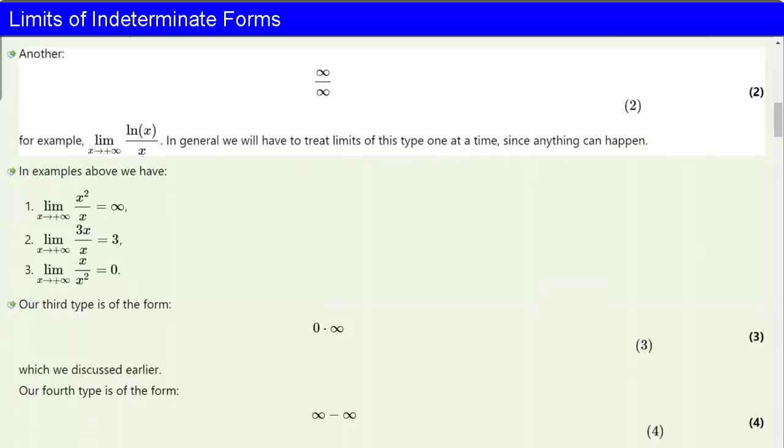Another type, type 2 we call it, is infinity over infinity. That is to say, something like the limit as x goes to infinity of log x divided by x. In this case, both the numerator and denominator are increasing and unbounded as x moves to the right. We will show that this particular limit does exist and is 0. But in general, we have to treat limits of this type one at a time, since anything can happen.